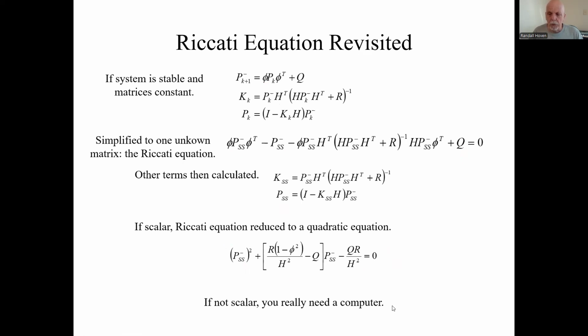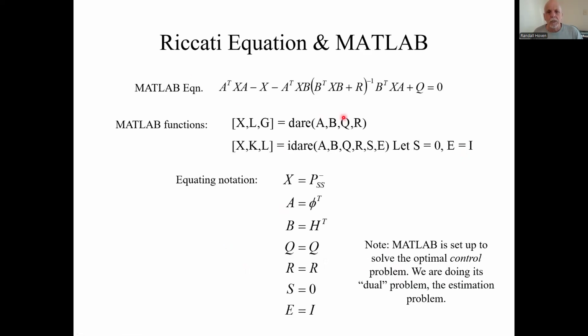Beyond that, you probably need a computer. MATLAB does it, and here's the simple command. You spend most of your lines of code just defining the matrices you go into it. MATLAB is set up to solve the Riccati equation for the optimal control problem. The optimal estimation problem is a so-called dual to the optimal control problem. So since we're doing estimation, we have to switch some of the matrices. I'm not going to get into that deeply here.